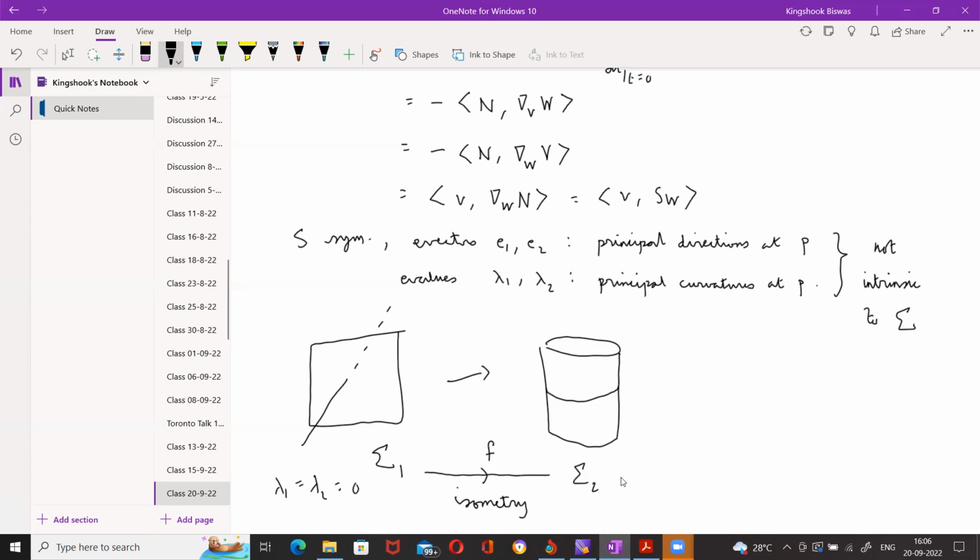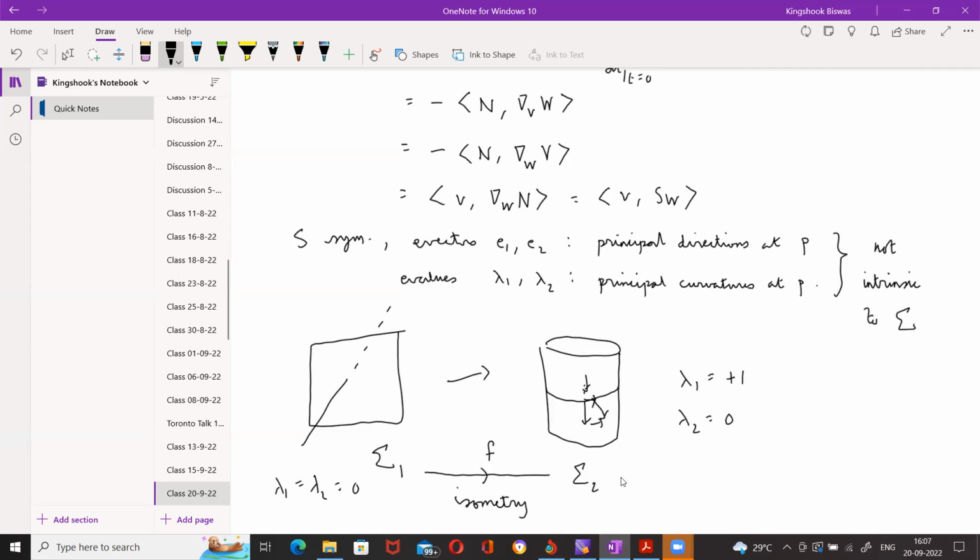But here, if I look at the normal vector, you see the change in the normal vector is like this, along this direction. So when I take the inner product of nabla_v n with v, I'll get +1. So one of the principal curvatures is +1. In the other direction, if I move upwards, the normal vector doesn't change, so nabla_v n is 0. So the principal curvatures are lambda 1 equals +1 and lambda 2 equals 0. So these principal curvatures are not intrinsic to the surface.